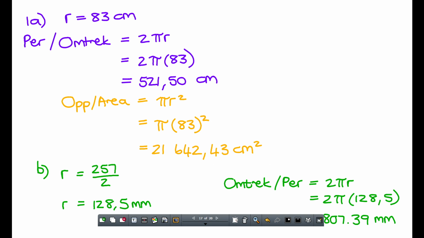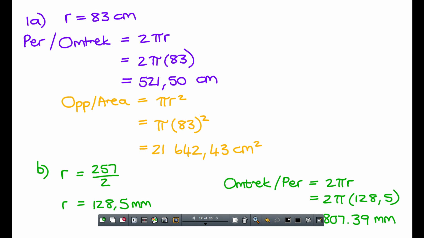Then at B, they gave you the diameter, which was 257 centimeters. But we need the radius. So radius would be the diameter divided by 2. That's what I'm doing here. You have to show that. Even if you just used it in here, I could still give you your mark. I'm just showing how I got to that.